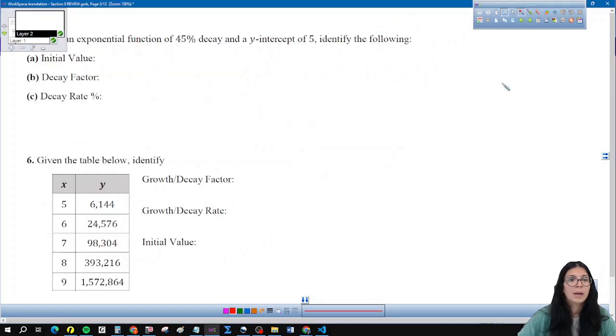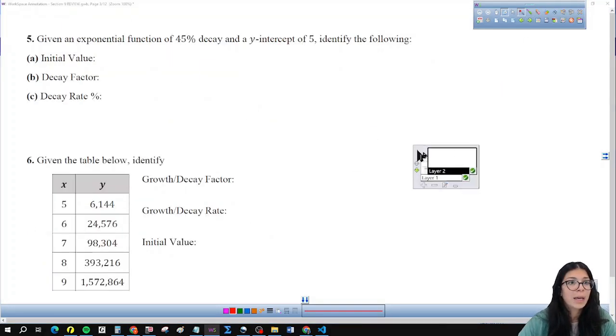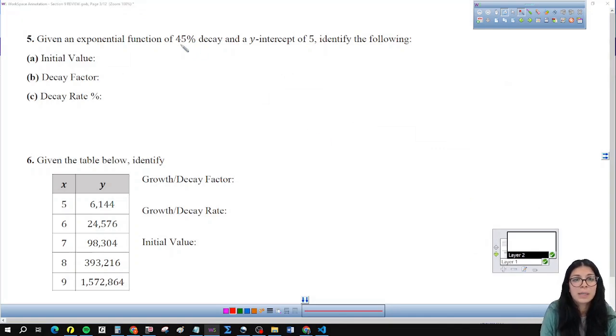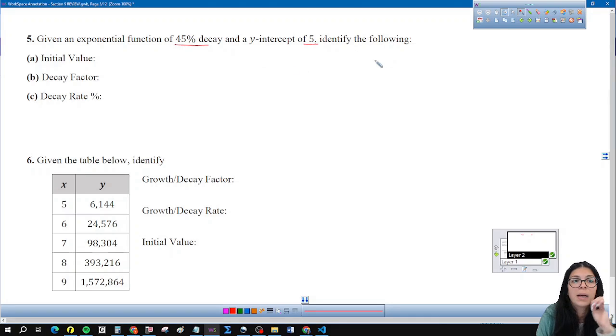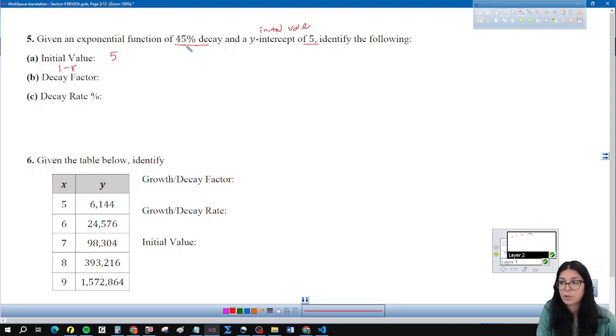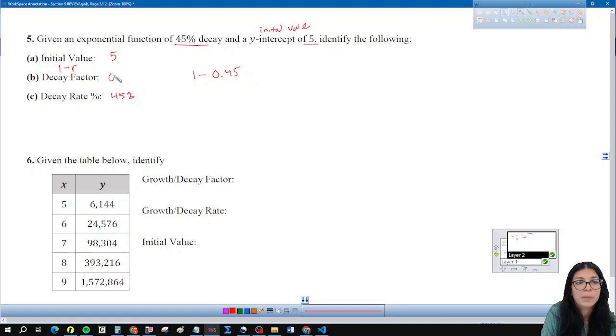Okay. Number 5. So we are given an exponential function with 45% decay and a y-intercept of 5, identify the following. So the y-intercept is the initial amount, the initial value. So that would be 5. And then the decay factor is determined by doing 1 minus the rate. They did give us the rate actually in the question right here. So the decay rate is 45%. And we would figure out that decay factor by doing 1 minus that rate as a decimal, which would be 0.45. So the decay factor will be 0.55.